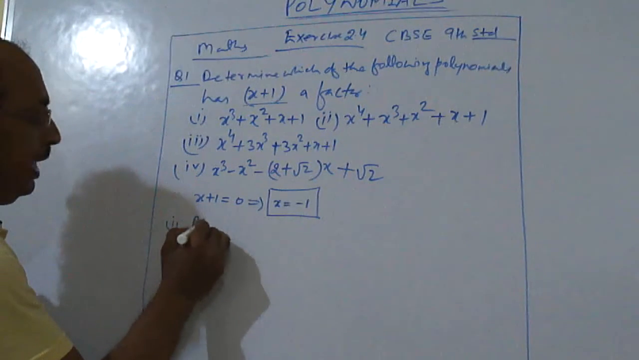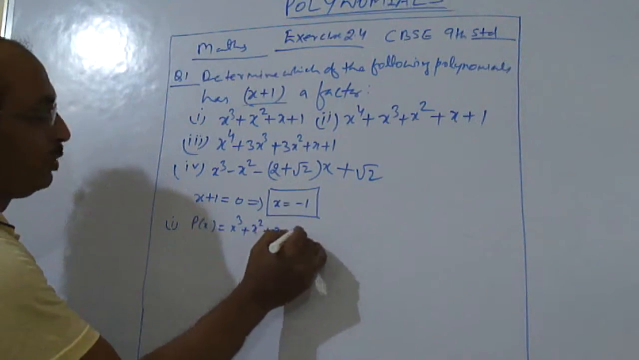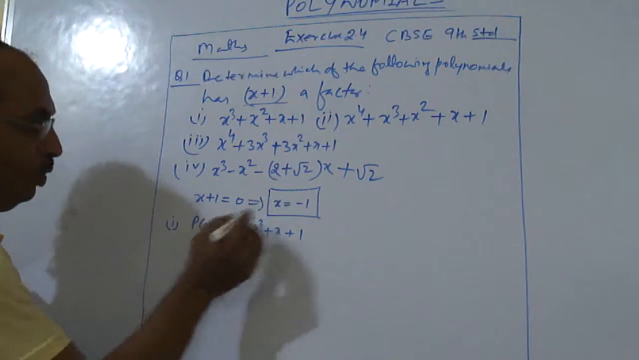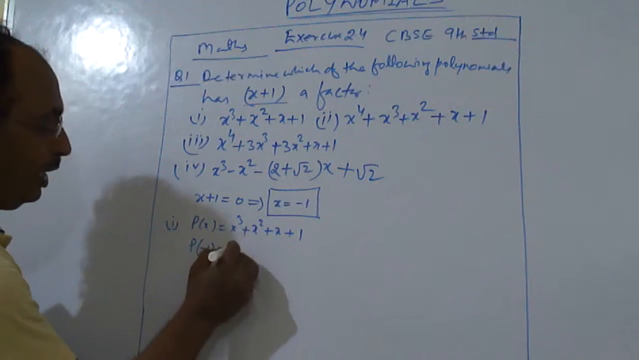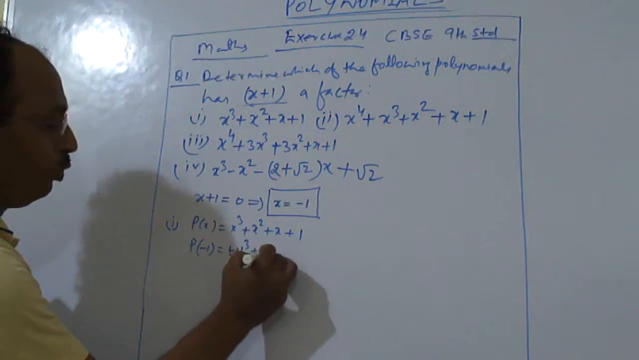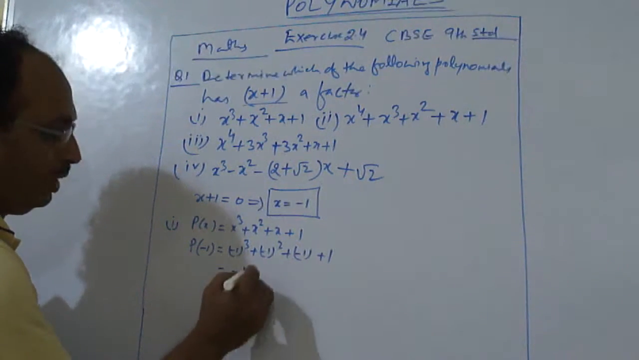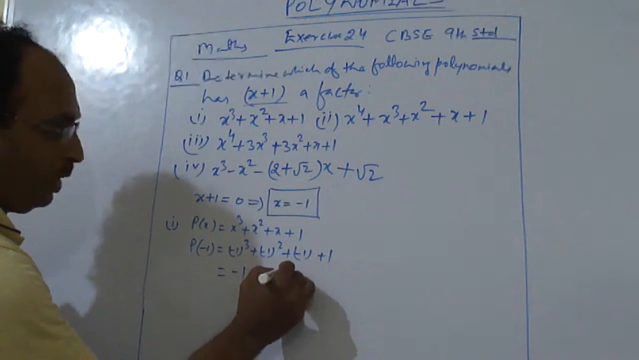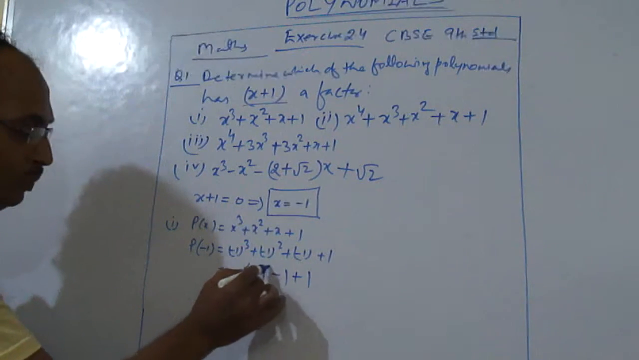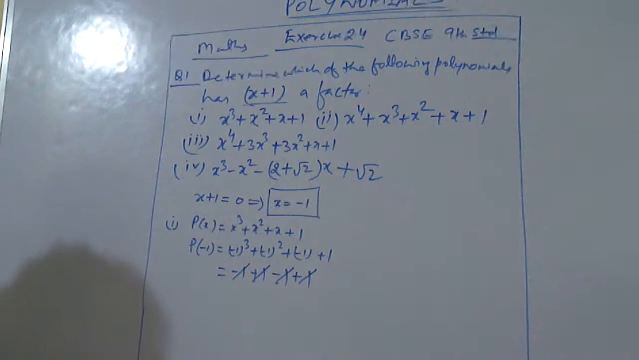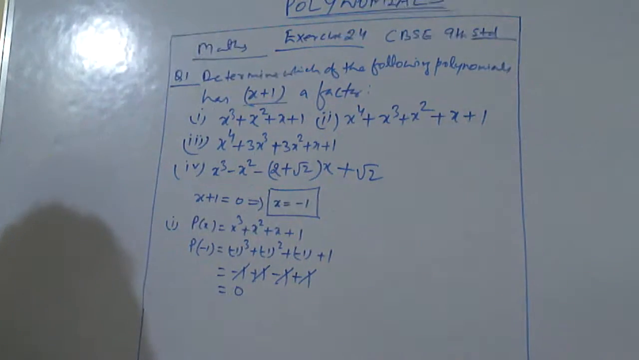So our p(x) is given as x cube plus x square plus x plus 1. Now what will we be doing? We will be putting the value of x equal to minus 1. So here, minus 1 whole cube plus minus 1 whole square plus minus 1 plus 1. Here you are getting minus 1, here plus 1, here minus 1 and here plus 1. Now you see minus 1 plus 1 minus 1 plus 1 all has got cancelled. So it is a factor. It has become 0.